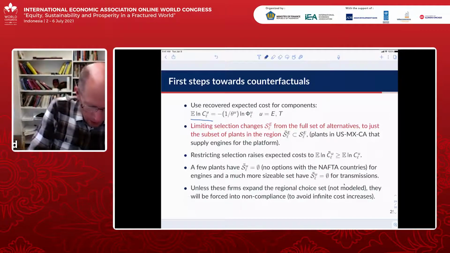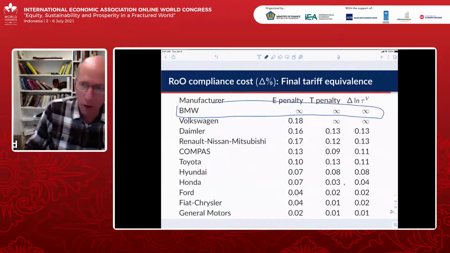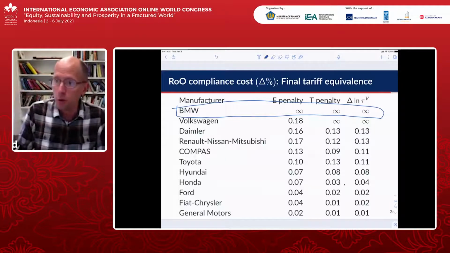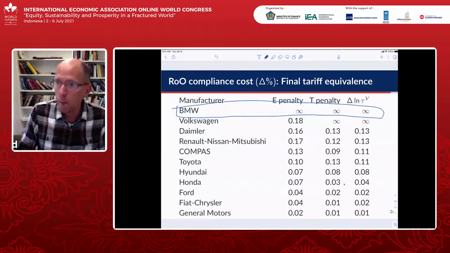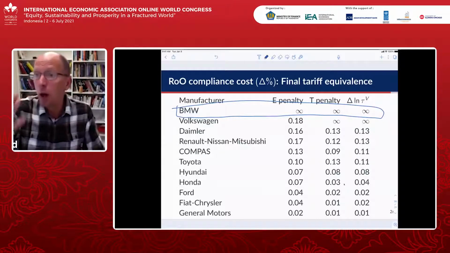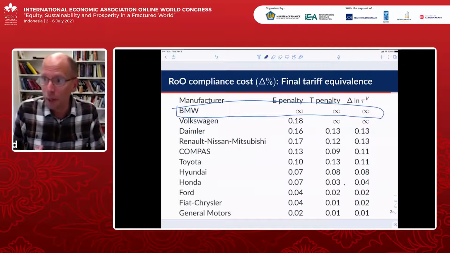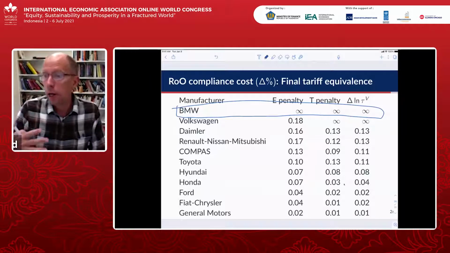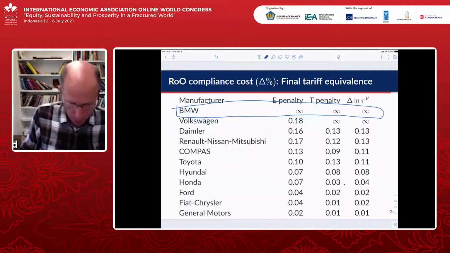And the answer, sorting from biggest penalties to smallest penalties, is BMW would have an infinite penalty, because for the platforms that BMW uses for its SUVs in Spartanburg, there aren't any engines produced in North America or any transmissions produced in North America for those platforms. So they're going to have to either open up new plants, which is that complicated problem that Esteban's paper was about, or they're going to have to think about not qualifying or moving production back to Germany.